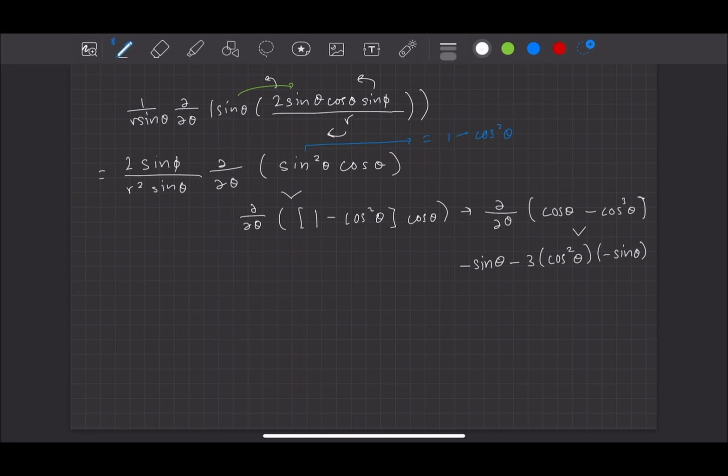Right. So the last thing we're going to do here is just fix all the signs. Since we have a negative 3 cosine squared theta times a negative sine theta, we end up with a positive right there. So we're going to bring down the constants that we took out before, and we're going to cancel out the sine thetas and rewrite this so that it's easier to visualize.